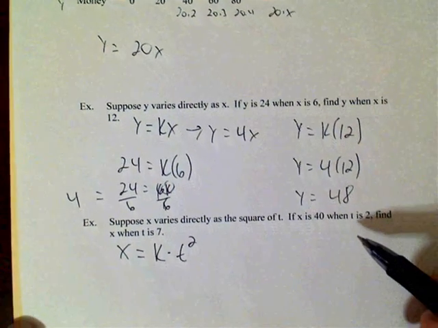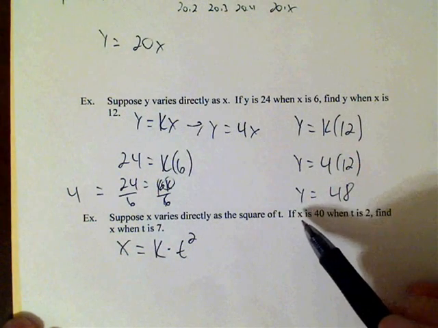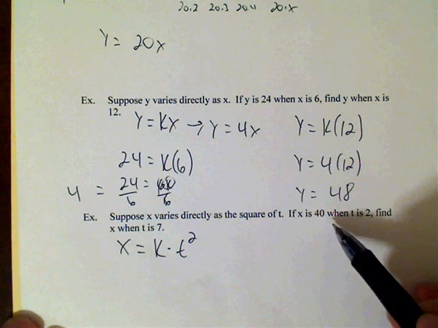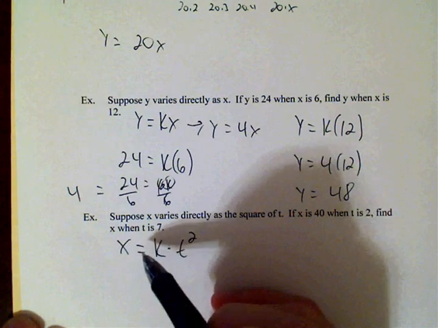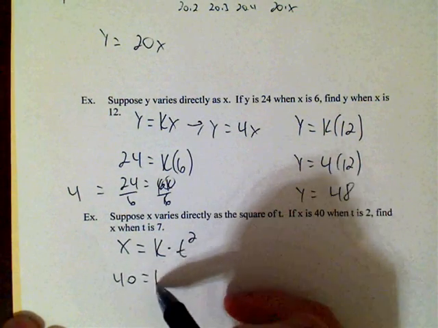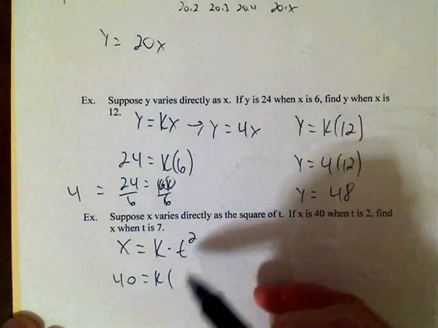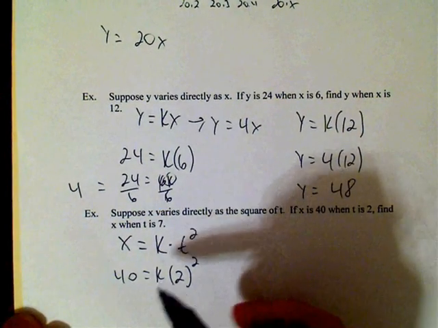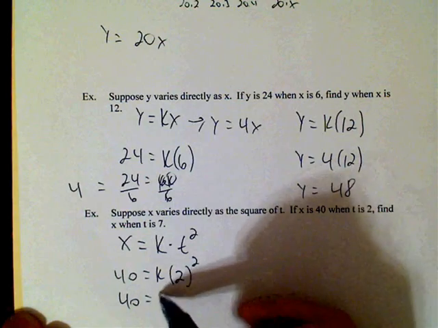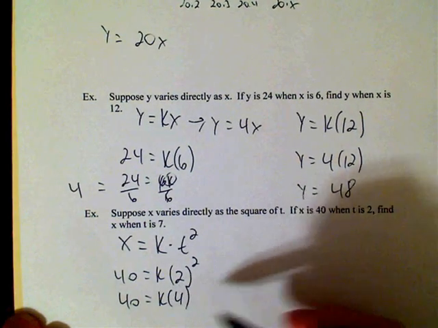Now, here's what we're going to do. We're going to take the first information, which says if x is 40 when t is 2, and substitute those into the corresponding values. X is 40 when t is 2. Do not forget that square. A lot of mistakes happen because of that. You get 40 equals k times 4, because 2 squared is 4.